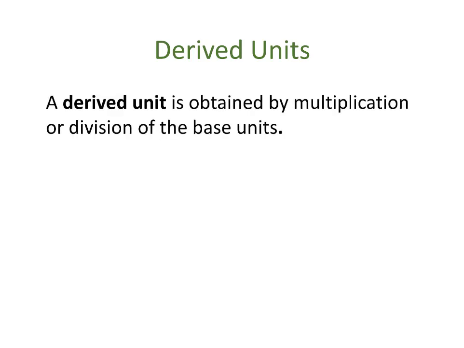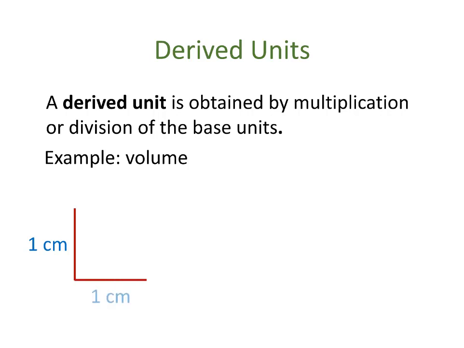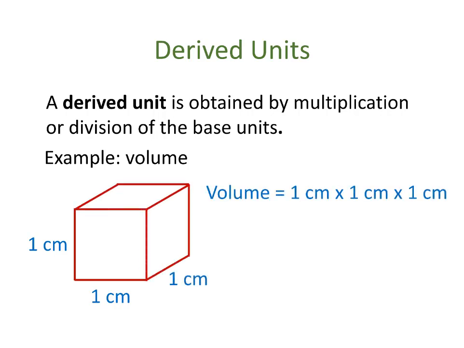All of the units that we have used so far are standard units. There's another type of unit called a derived unit. What is a derived unit? It is a unit that is obtained by multiplication or division of the base units. Let's do an example. Let's say that we wanted to take the volume of a cube, and the cube was 1 centimeter tall, 1 centimeter wide, and 1 centimeter deep.